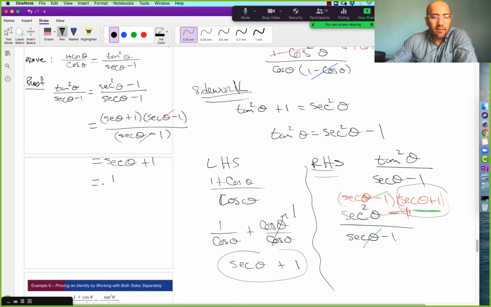And then that means that this is 1 over cosine of theta plus 1, which means that this is 1 over cosine of theta plus cosine of theta over cosine of theta, which gives you 1 plus cosine of theta over cosine of theta, and that's the other side. You're done. Right? When you're done, a little box, a little slash through it.